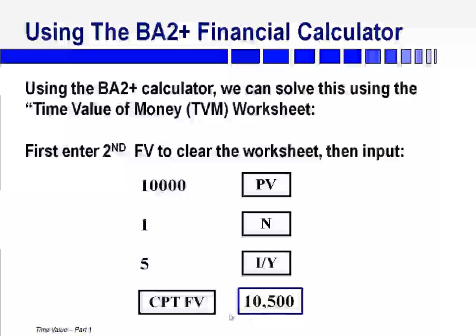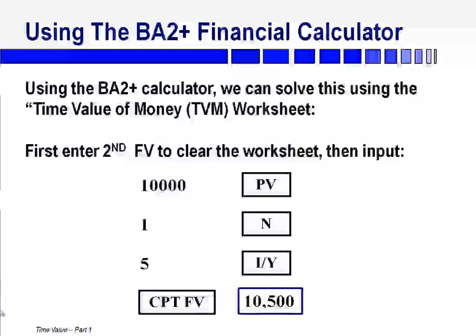Now you'll note that the value of 10,500 actually shows up as a negative number, negative 10,500. That's just the way the calculator chip is programmed. But realize that if you're starting with a positive present value, you get a positive future value. But on the calculator, if you put 10,000 as the PV, you'll get negative 10,500 as the FV. If you put a negative 10,000 as the PV, you'll get a positive 10,500.